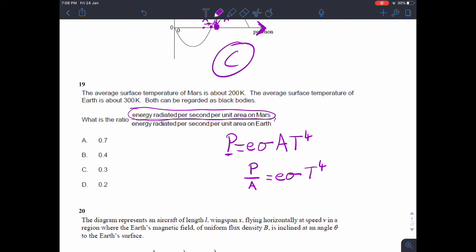So the temperature on Mars, so 200 to the 4 over 300 to the 4 gives us the correct ratio there. So 2 to the 4 is 16. 3 to the 4 is 81. 16 divided by 81 is 0.19, which is about 0.2. D.